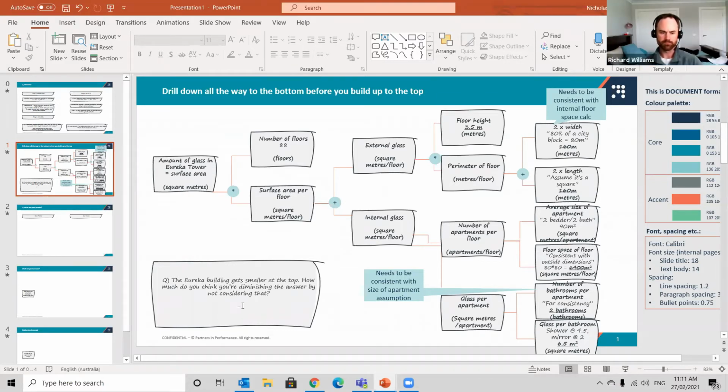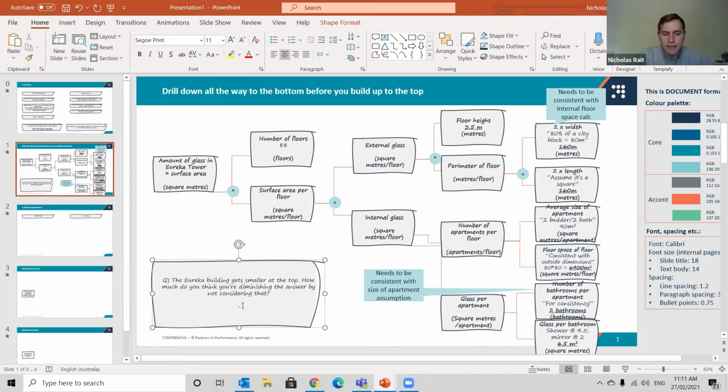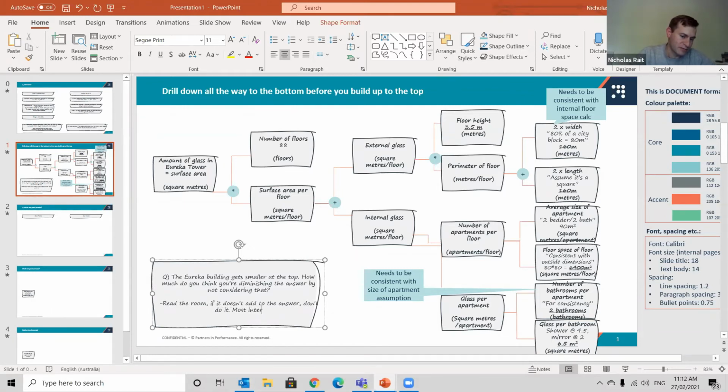Yep. Yeah. So I'll just say, theory: read the room. Read the room. If it doesn't add to the answer, don't do it. Most interested in your logic. Okay.